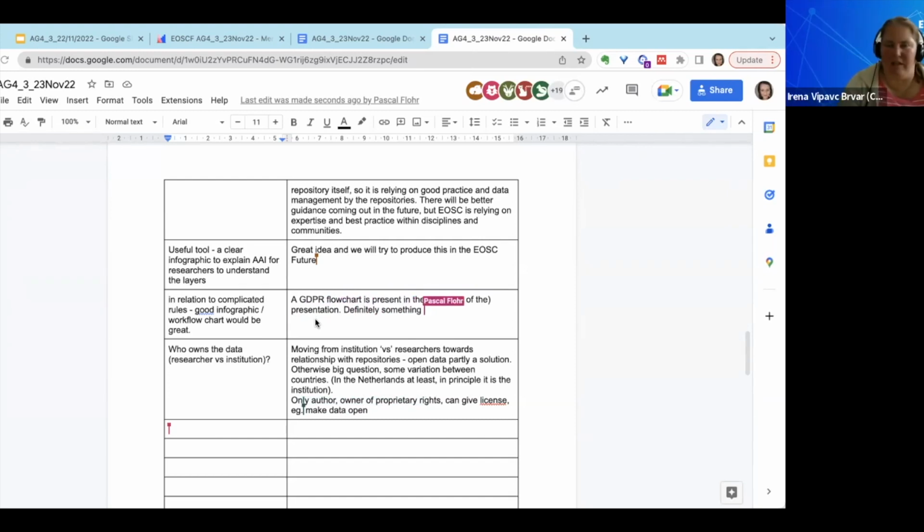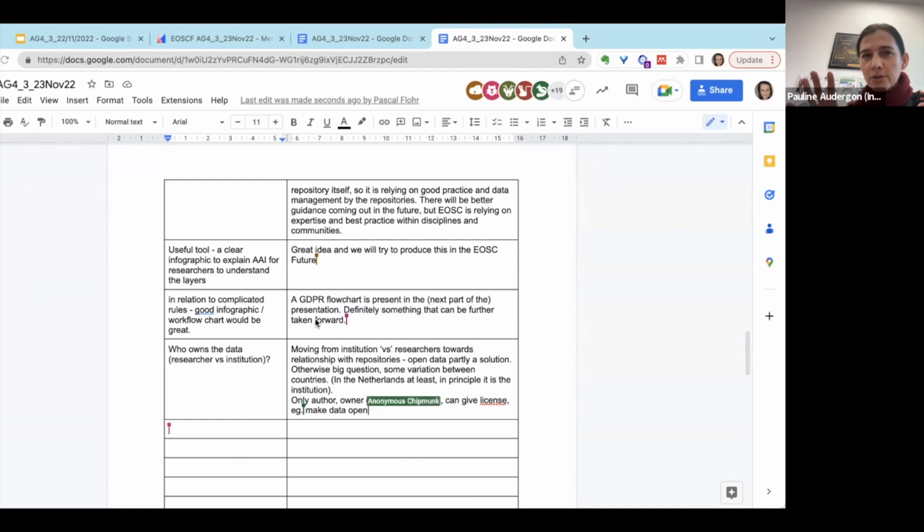And Pauline has a hand raised. Pauline, go ahead. Sorry, it's me again. Just a quick clarification about the AAI. Are we talking about one common authentication system, a federation of one?